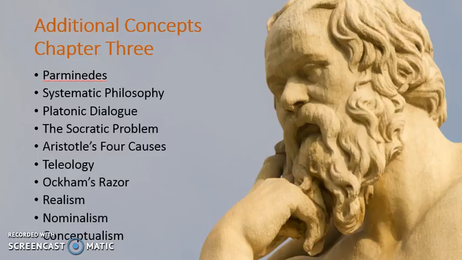And in Chapter 3, some of the ideas that you'll want to review are who is Parmenides and what does he say about all of this. You'll need to understand systematic philosophy, the idea of Platonic dialogue. You'll need to know what the Socratic problem is. You'll need to understand Aristotle's 4 causes and the definitions of teleology, what Occam's razor is, what realism, nominalism, and conceptualism are. So those are also smaller points that may be present on the exam.